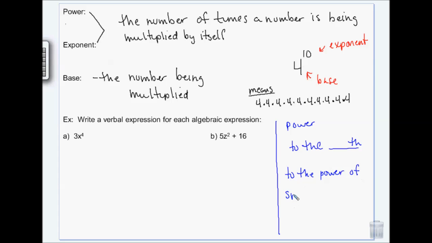And then there are special ones. 2 is squared and 3 is cubed. So if I had 4 and a 3, I could say 4 to the 3rd, or I could say 4 cubed, or 4 to the power of 3.